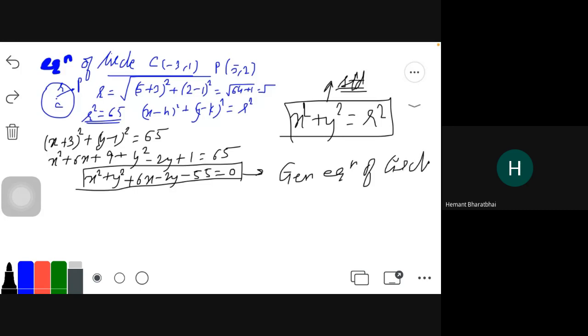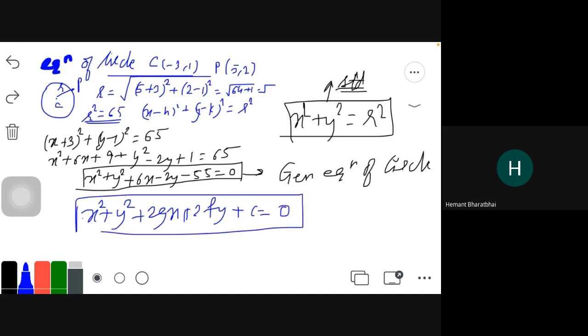So the form which I've got is not a standard form. It is understandable since the center was not lying at the origin, that is the reason why I've got the equation of the circle something like this. So I can also represent it something like this. Equation of the circle of the form x square plus y square plus 2gx plus 2fy plus c equals to 0 represents equation of the circle.